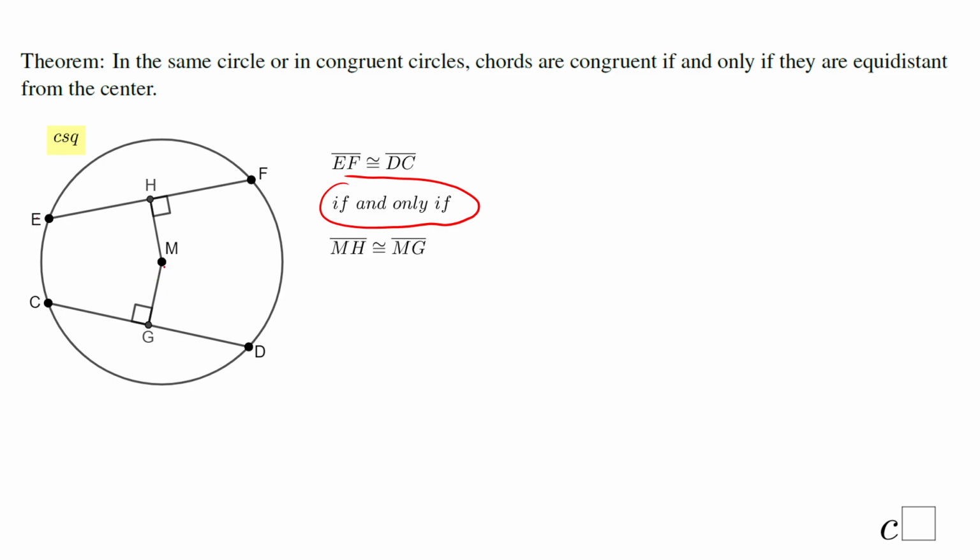That means they are equidistant. If the chords are congruent, the chords are equidistant from point M. This is one way to see it. And also you can see it backwards, which will be if the chords are equidistant from the center, then they are congruent. That's what this theorem says. So again, the keyword is equidistant in this theorem.